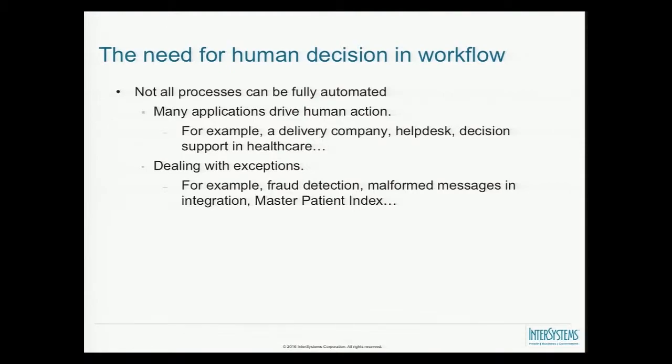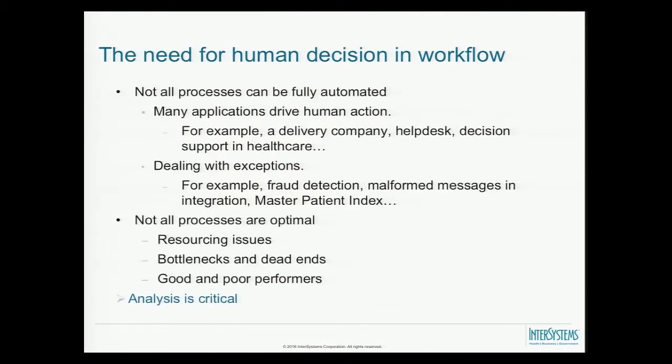So on top of that, not all processes are optimal. So you might have resourcing issues. There might be a certain number of developers, a certain number of testers within the organization, but you might have the wrong mix of individuals. It might be that you have bottlenecks and dead ends within your business processes. It might also be that you want to look at good performance and not so good performance. And in order to be able to do this, analysis is critical.